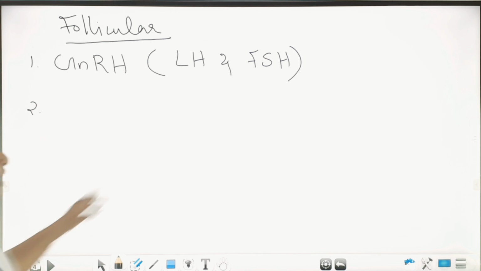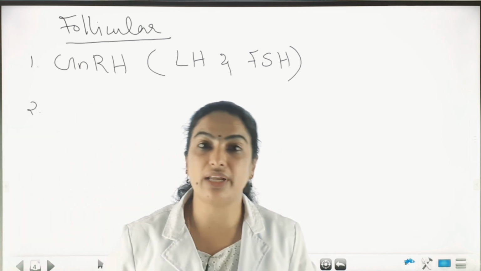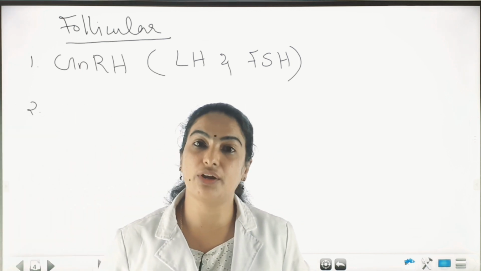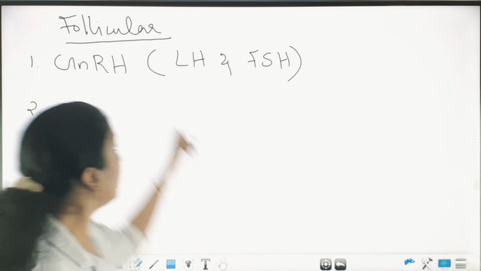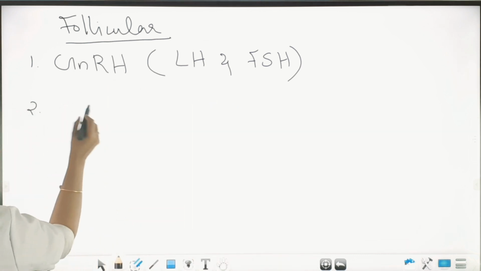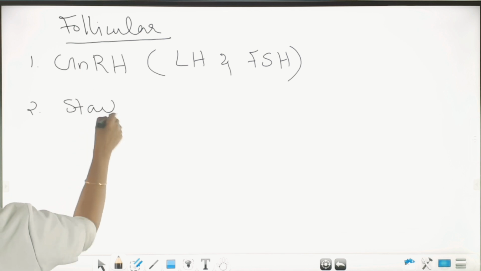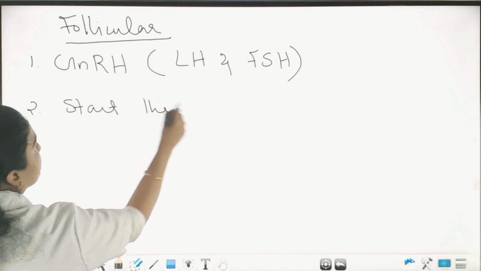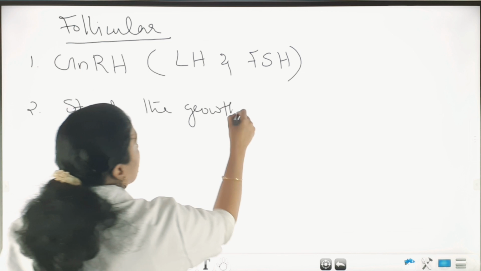And the second step, this FSH, follicle stimulating hormone, stimulates the growth of follicles. That's why this is the follicular phase. So it starts the growth of follicle.